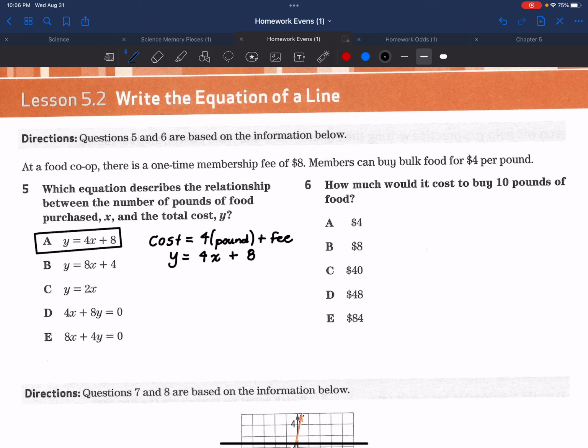How much would it cost to buy 10 pounds of food? So you bring in the equation that you just wrote. When X, remember that's the pounds, X is 10. So Y equals 4 times 10 plus the fee. So Y equals 40 plus 8. Y, which is cost, is $48. I like D for that one.